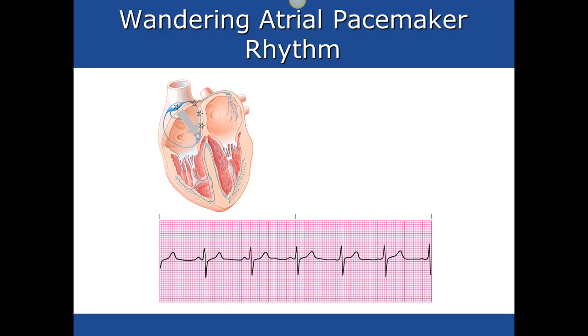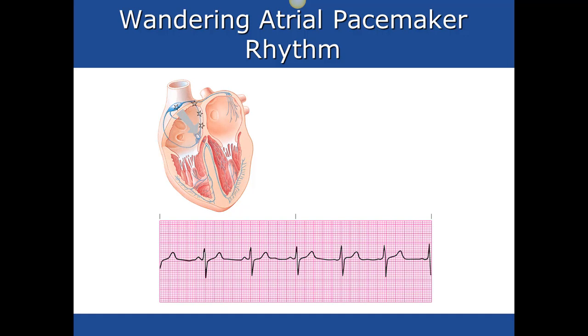Observation of at least 3 different P waves is required. The size and shape of the P waves vary according to the site of origin. The P waves may appear upright, inverted, or absent. The absence of P waves may indicate P waves that are buried within the QRS complex. The PR interval may be regular or may vary based upon the point of origin. So the PR interval could be just a little bit longer, or it could be just a little bit shorter.